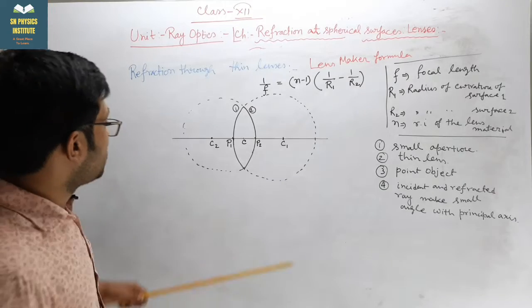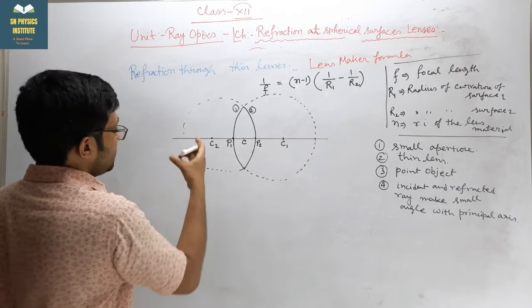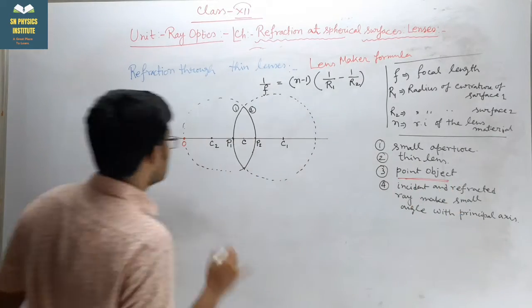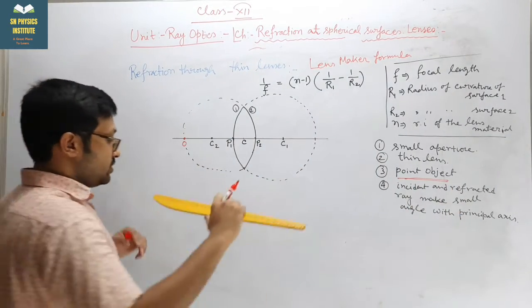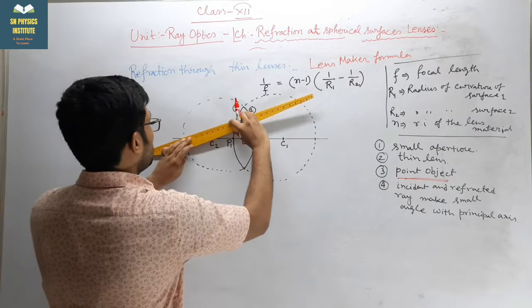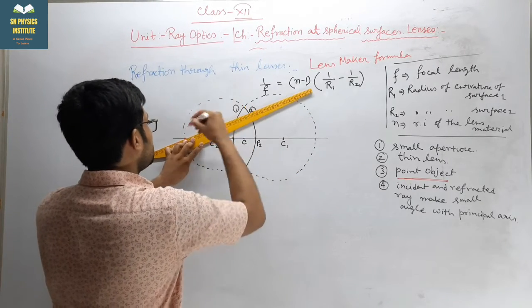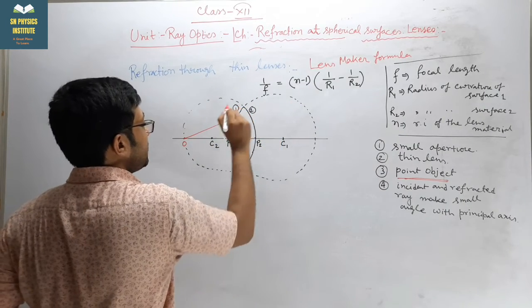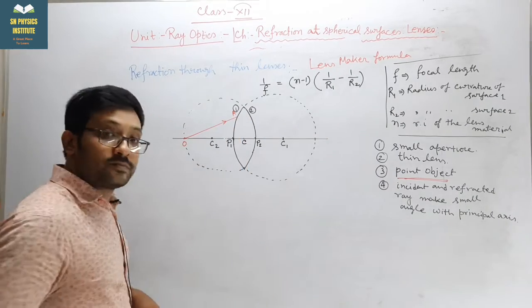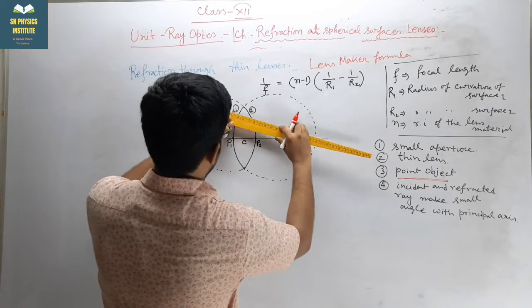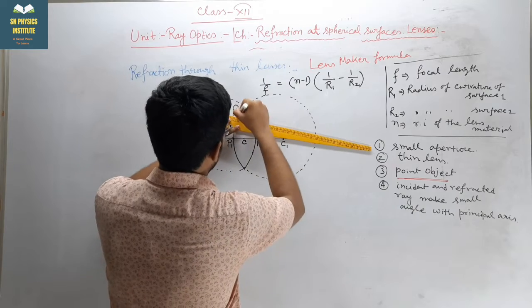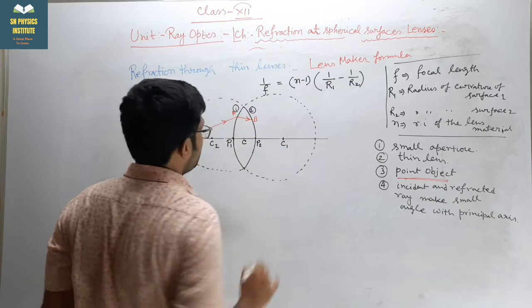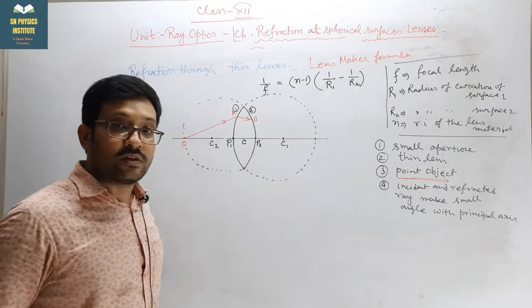Now I consider the object, a point object. So this is the point object O. From the point O, this is the incident ray, OA, right? In the same way it goes through refraction. So here AB is the refracted ray, right?